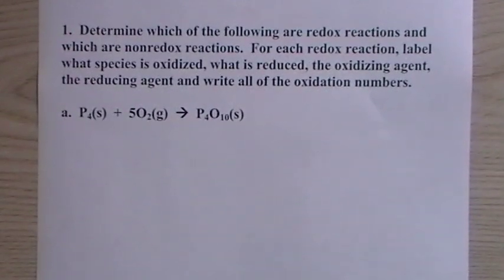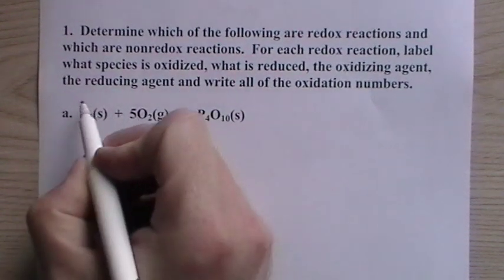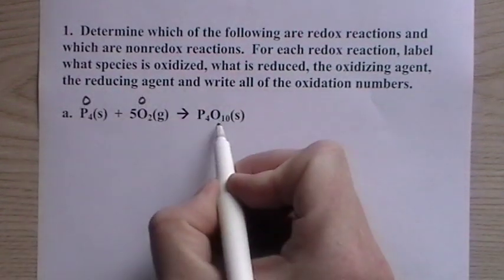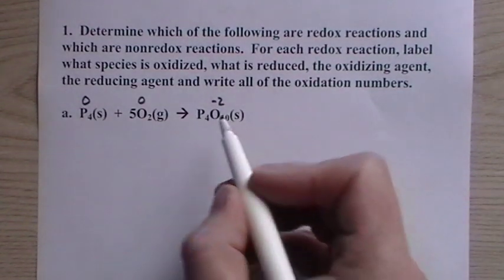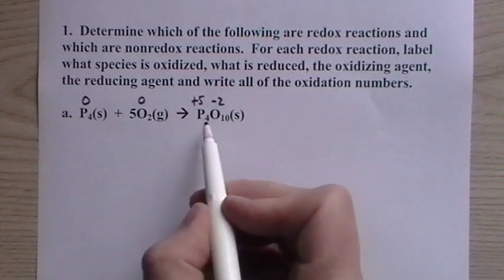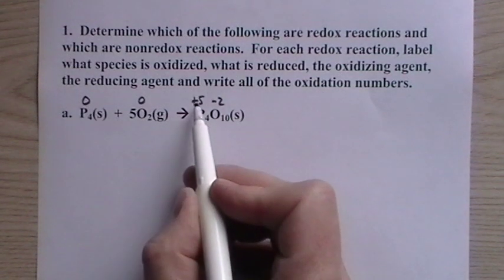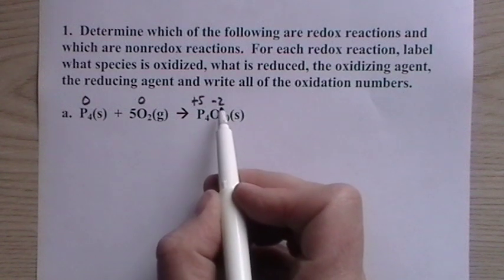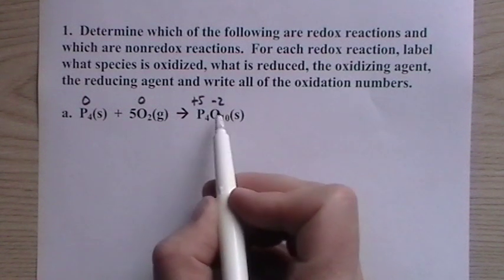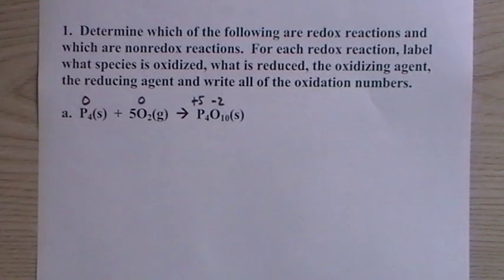Now, what you do first, before you start anything else, you might as well work out the oxidation numbers. These are both elements, so this is 0, 0. Oxygen is -2. So phosphorus is going to be +5. And if you look, we have 4 times 5, that's 20. And then we have 10 times -2 is -20. Adding those up will give us the species charge, which is 0.